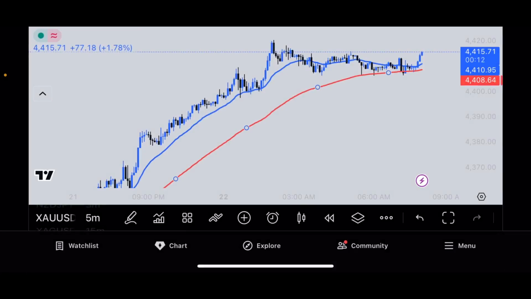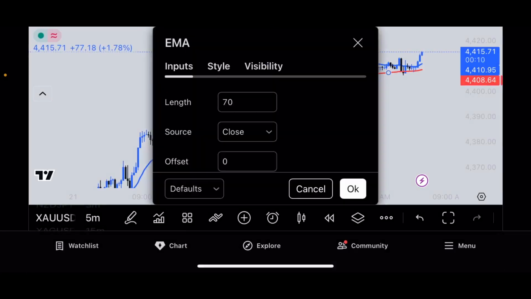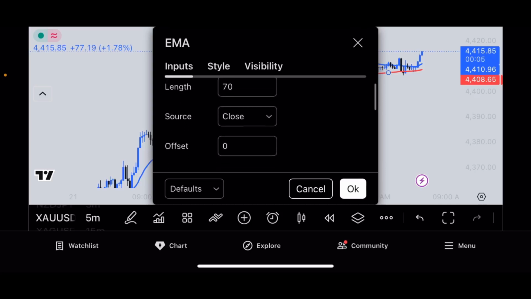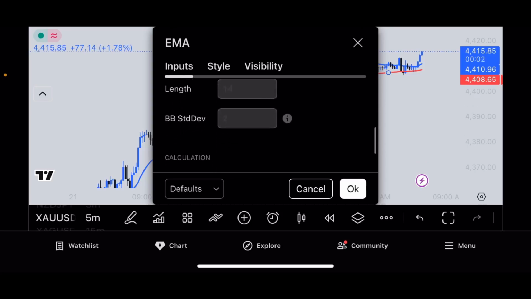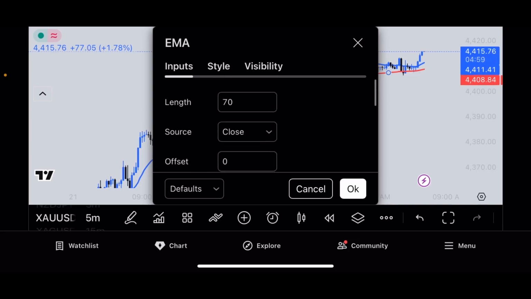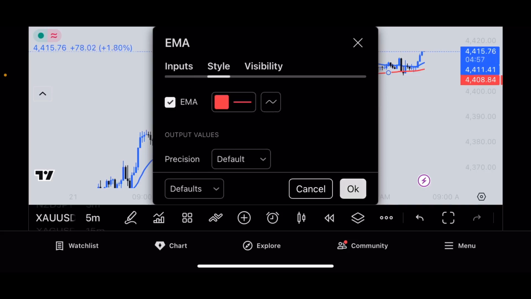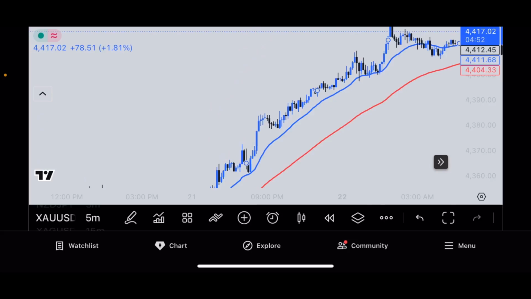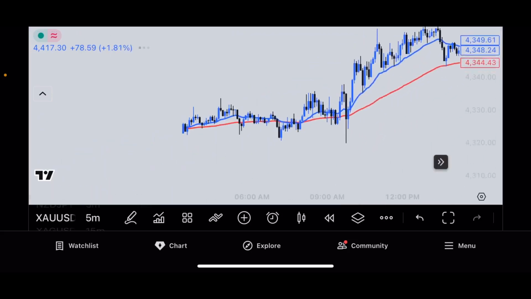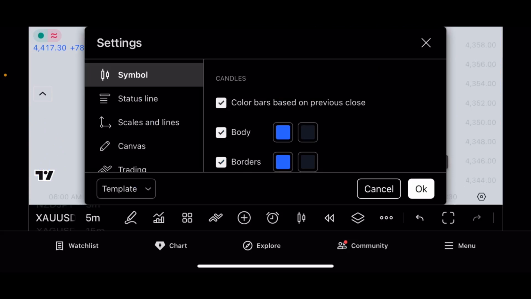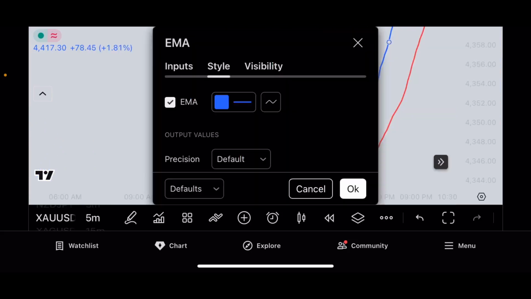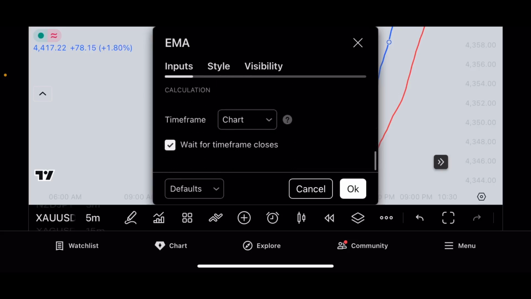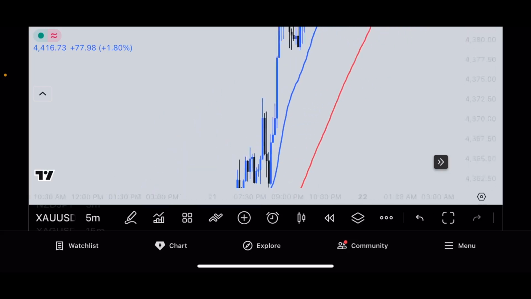I'm going to show you guys the settings for the indicator now. So this is the input. Make sure you set it up: the length is going to be 70, and the source is going to be close. Then use any color of your choice. You click on the style to choose any color of your choice and click on save. For the second moving average, the input is going to be 20, and use any color of your choice. So that is the settings for the moving average.